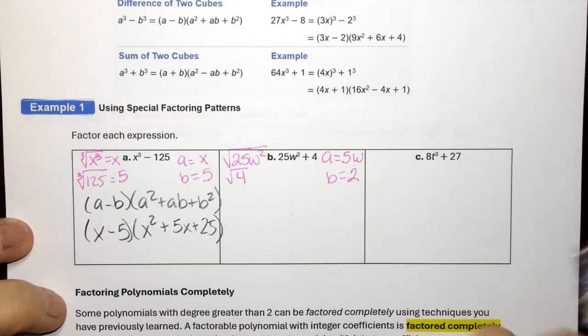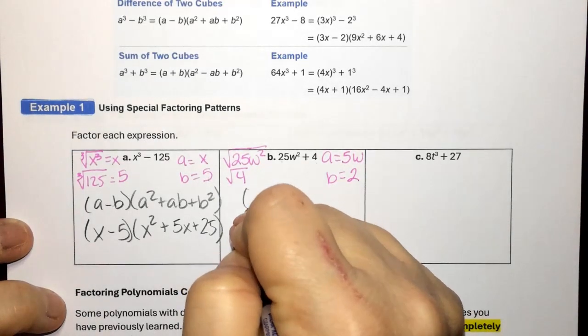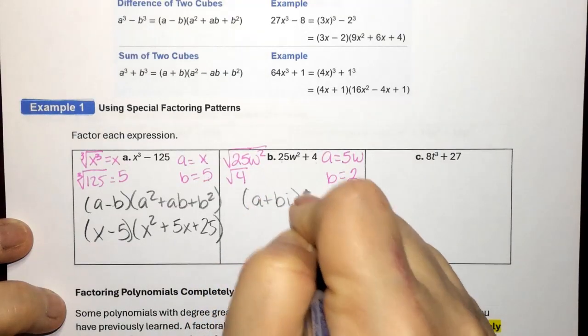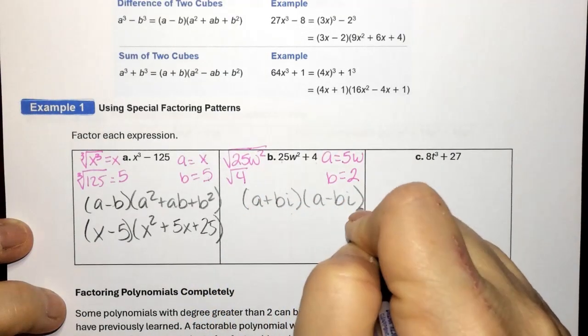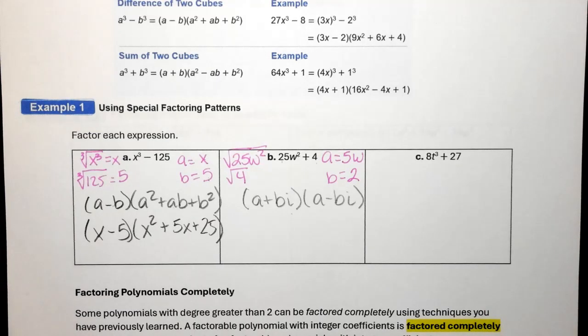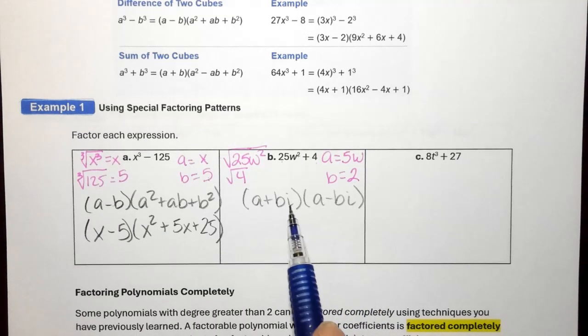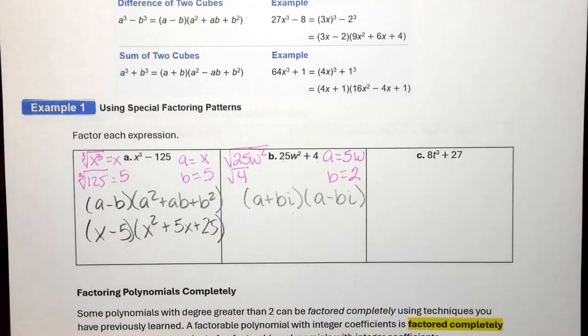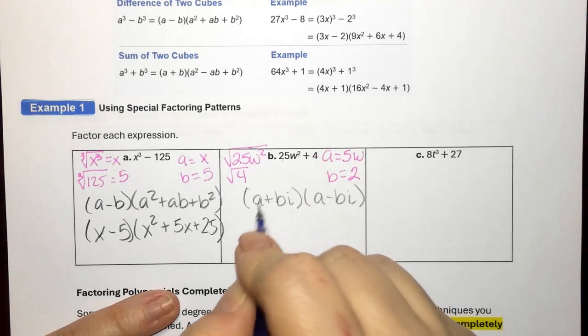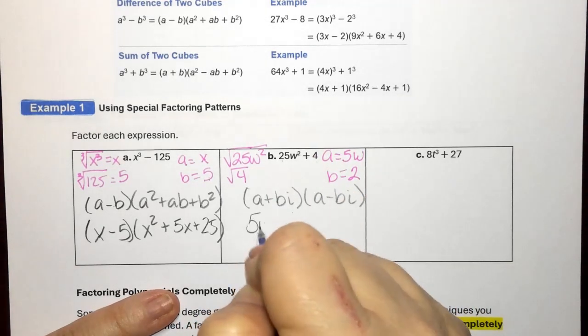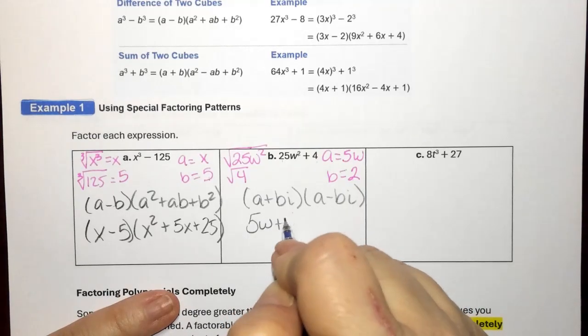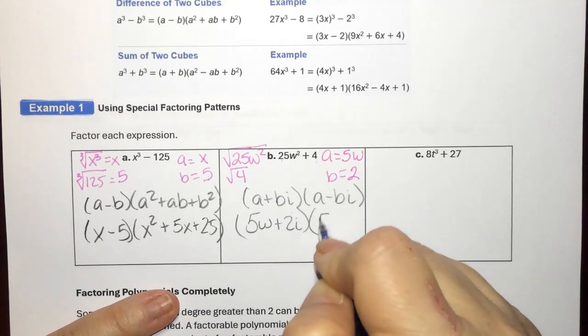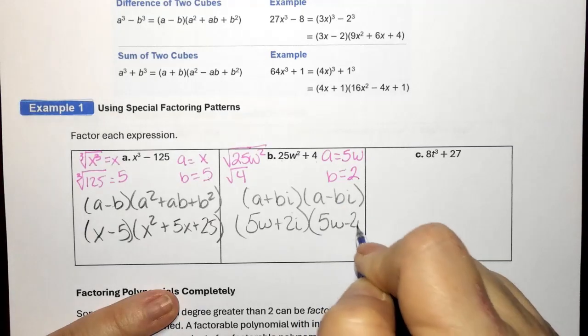So we said this was a sum of 2 squares, so the pattern that we're going to use is a plus bi times a minus bi. Because if you remember from the lesson on imaginary numbers, when you multiply them and you get i squared, it gets -1, so they kind of cancel each other out. If you're to work them back out, you will get this as your answer. You're welcome to try it if you would like to see. Alright, so we have 5w and we have a 2, so we're going to say 2i. Then we have 5w and minus 2i.